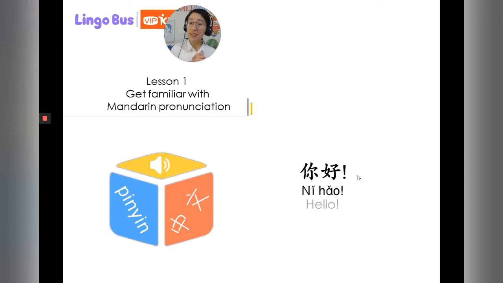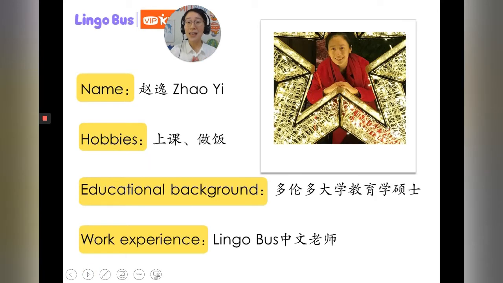Today we're going to get familiar with Mandarin pronunciation. Before we get started, please allow me to introduce myself a little bit. I am a Lingo Bus Chinese teacher, and I'm currently living in Toronto, Canada. I graduated from the University of Toronto with a Master of Teaching degree. After graduation, I joined Lingo Bus, and I have been working for Lingo Bus for 2 years. I am the lucky one because my job is my hobby. Yes, I love teaching so much. Also, I love cooking Chinese food for my family members whenever I am free.